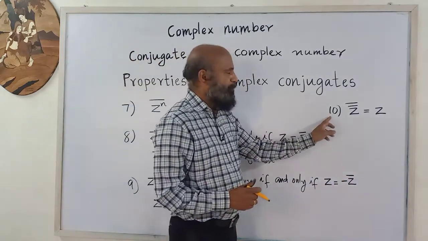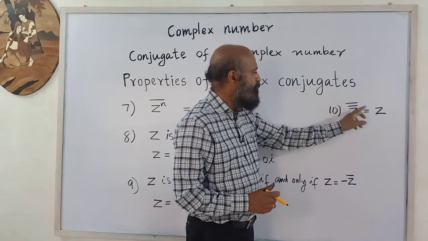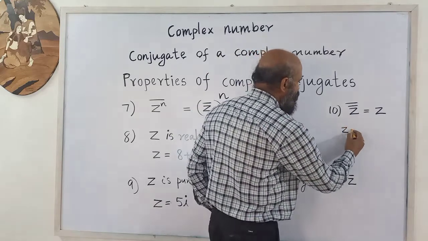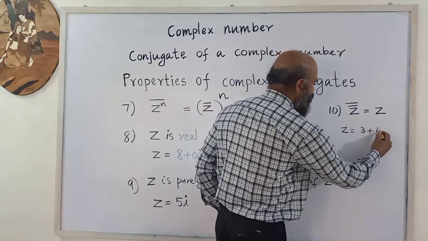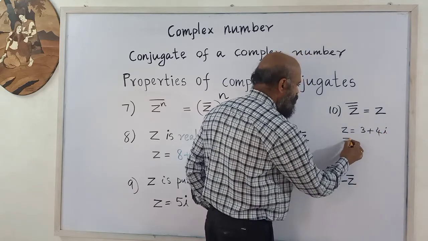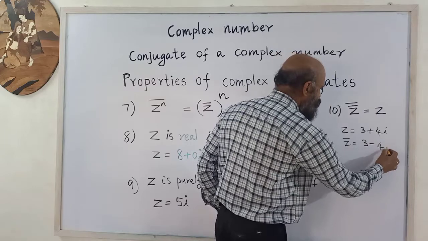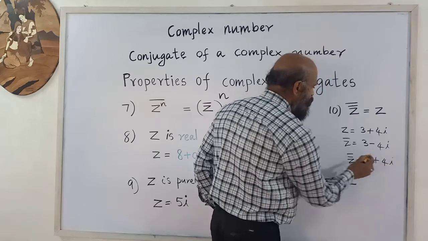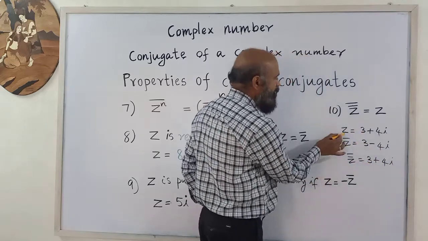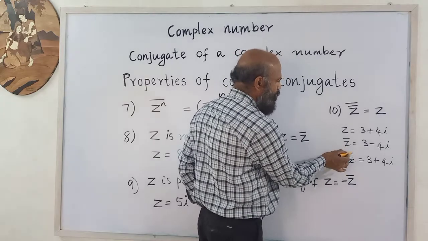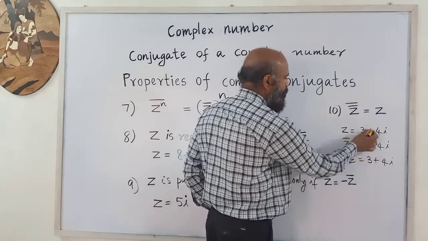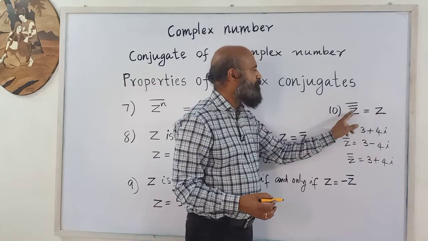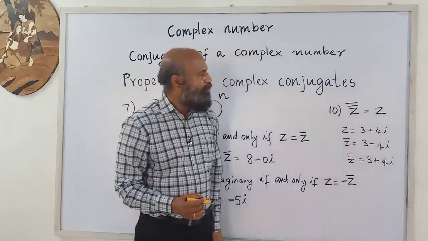Then the 10th property: the conjugate of Z conjugate is the same as Z. If you take the conjugate two times, it will be the same. For example, Z is 3 plus 4i. You take the Z conjugate, it will be 3 minus 4i. Once again you take the conjugate, it will be 3 plus 4i. So you can see 3 plus 4i. That means the conjugate of Z conjugate will be the same as Z. If you take the conjugate two times, it will be the same.